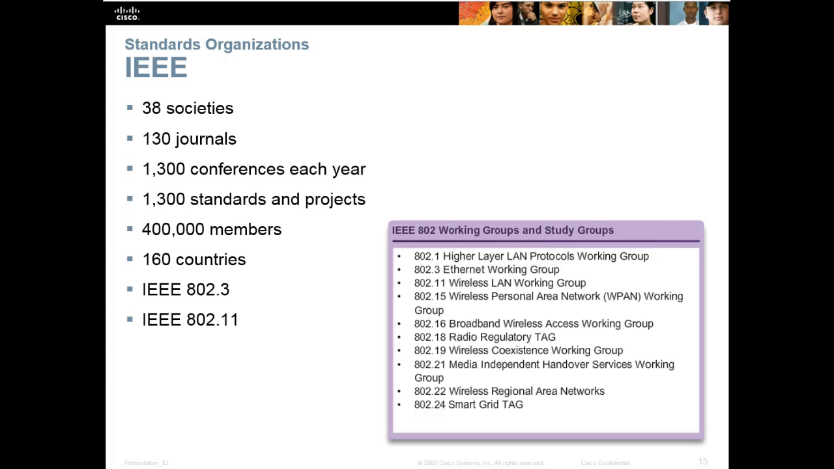Now here's some of the problems over here on the right, some of the problems that they study. How to make Ethernet better, how to get LAN working better. And these 802.16 and 18, they identify the working group in the comments. So if you just Google those numbers, you'll probably get information on them.